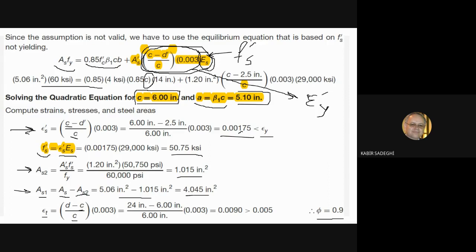We saw this is 0.9 per thousand, which is greater than 0.5 per thousand. Therefore, the section is ductile and phi is 0.9. We have phi, we can calculate Mu now.